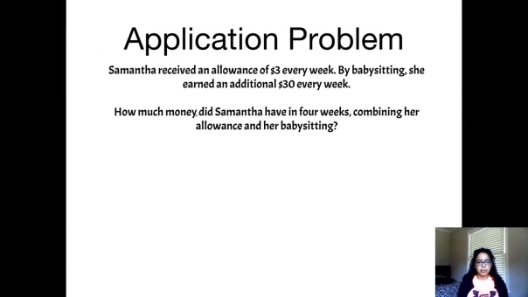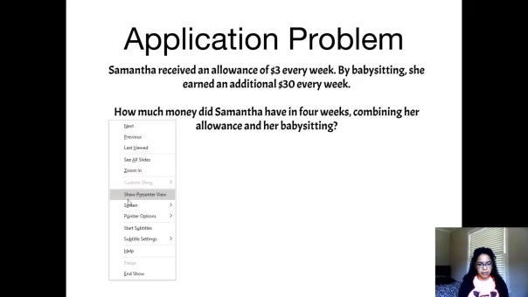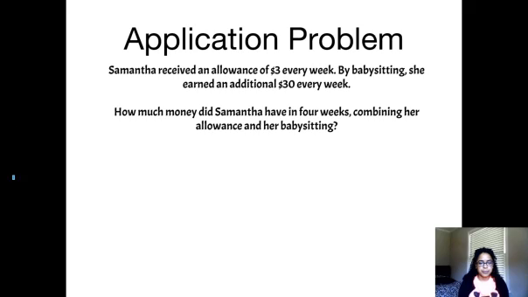Application problem. So here we go. Samantha received an allowance of $3 every week. By babysitting, she earned an additional $30 every week. How much money did Samantha have in 4 weeks, combining her allowance and her babysitting? So here we go. I have enough space, so I'm going to switch back to my highlighter here.